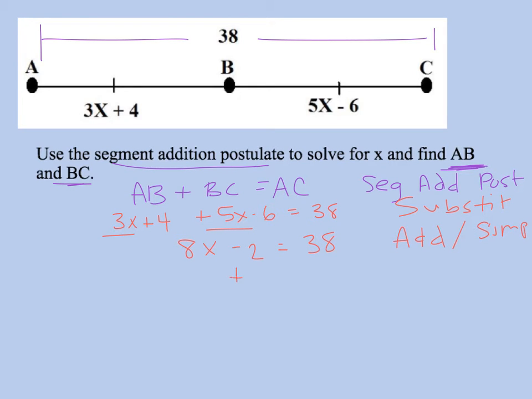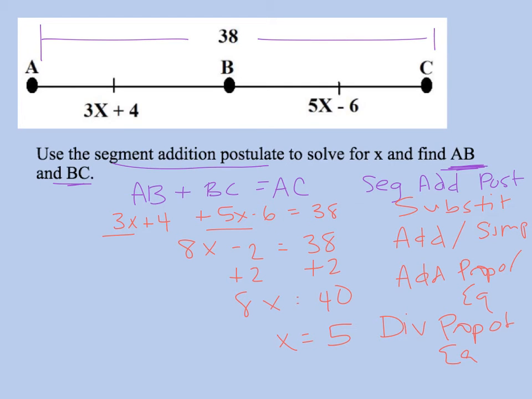Then I'm going to add 2 to each side. So this is the addition property of equality. So I'll have 8x equals 40. So therefore x equals 5 by the division property of equality. But I have to be careful because the question said find AB and BC, so make sure you actually answer the question. Just because x is 5 doesn't mean that we're done.